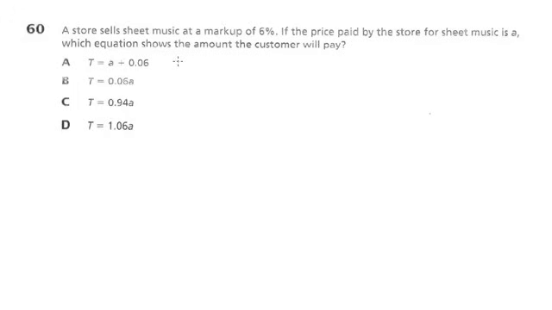A store sells sheet music at a markup of 6%. So markup means a certain percent on top of however much they purchase it for. So it's going to be their profit. If the price paid by the store for sheet music is A, so that's the price they pay, they're calling it letter A, which equation shows the amount that the customer will pay? Well, if they buy it for A and then they're adding 6% on top, the customer is going to pay A plus the 6%.